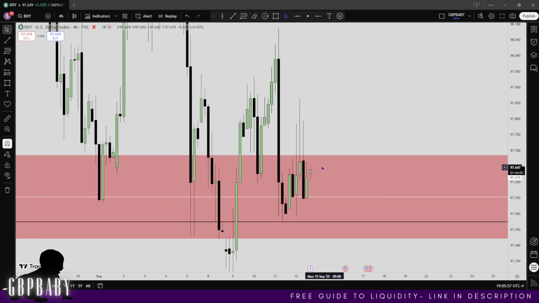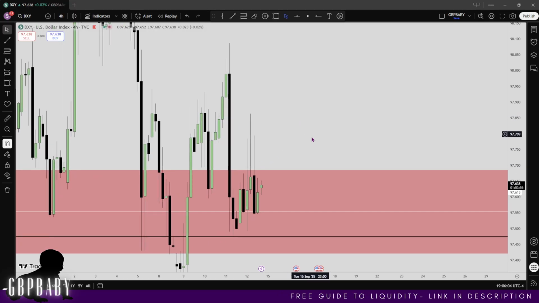if we can get above that, I'd want to see it use it as support, and then some expansion off the back of it, and then we can start looking for this high and potentially this high to be ran.